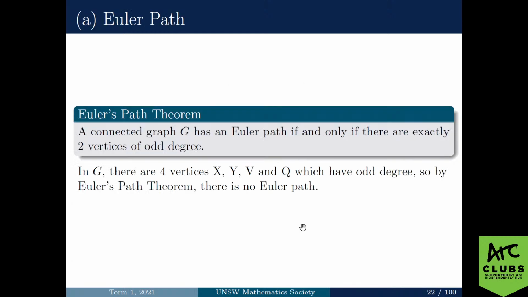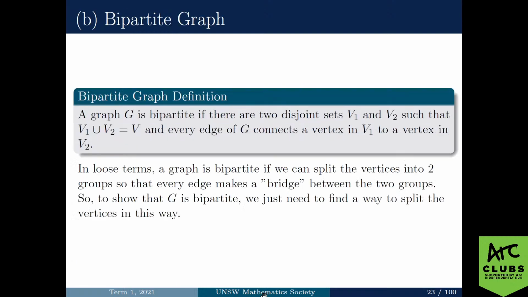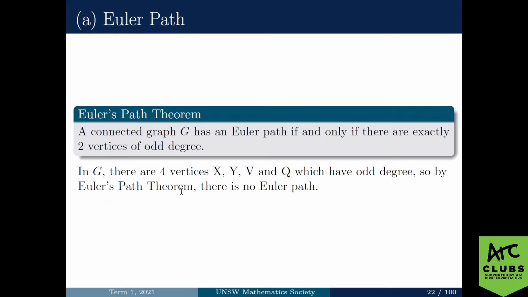An Euler path, if we forgot the definition, is a path that goes through every single edge of the graph. And the question is, does G contain such a path? Well, there's a really neat theorem that you probably learned in the lectures. It's Euler's path theorem, and it says a connected graph G has an Euler path if and only if there are exactly two vertices of odd degree. So the only task we have here is to count all the odd degree vertices.